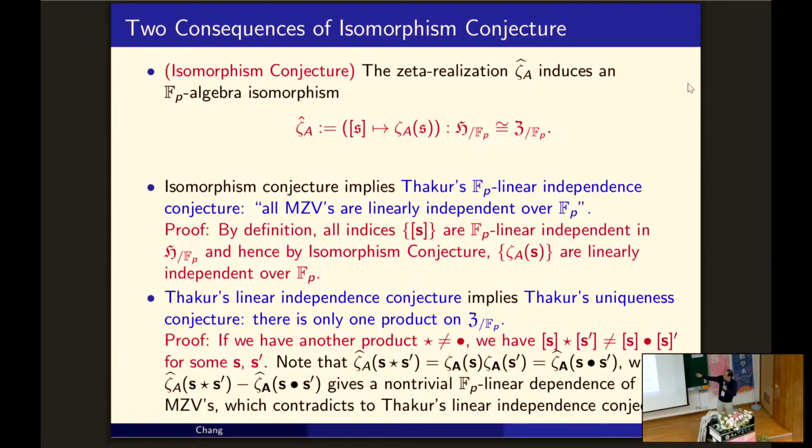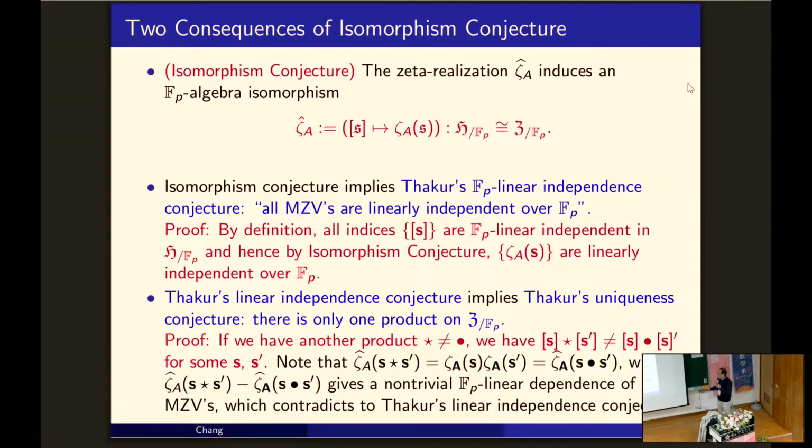Assuming this isomorphism conjecture, I now explain why Thakur's linear independence conjecture will be true. By definition, all indexes are linearly independent inside this space, and because this is an isomorphism, each index is mapped to its zeta value. So the left-hand side is linearly independent, and of course the right-hand side is linearly independent. So the isomorphism conjecture would imply Thakur's linear independence conjecture.